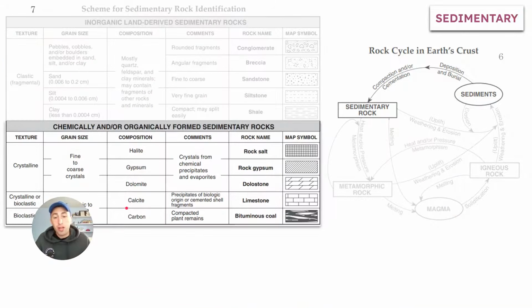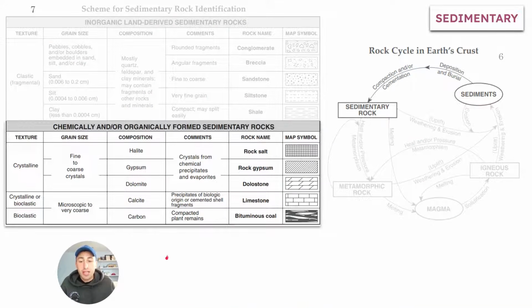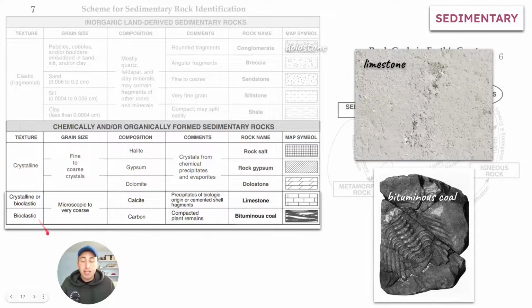If you see also another sedimentary rock that you'll identify in the station, you see it says on the bottom here, these are chemically and or organically formed sedimentary rock. So sedimentary rock could also be formed by, if you see here, compacted plant remains or cemented shell fragments, because you have dead organisms that were pushed together by rock to form these fossils of plants or of other animals. So if you see a fossil inside of the rock, that will be a sedimentary rock.